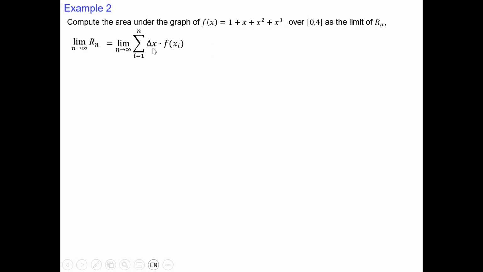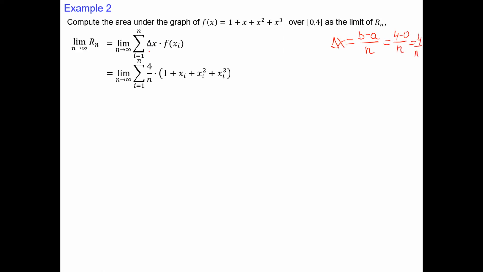First of all, I use the sigma notation: delta x times f of x sub i, base times height, and we're adding all of them, from i equals 1 to n, with n going to infinity. Now delta x in this situation will be b minus a over n, 4 minus 0 over n, 4 over n. And x sub i was defined as a plus i times delta x. A is the initial point, 0, plus i times 4 over n. That means x sub i is 4i over n.